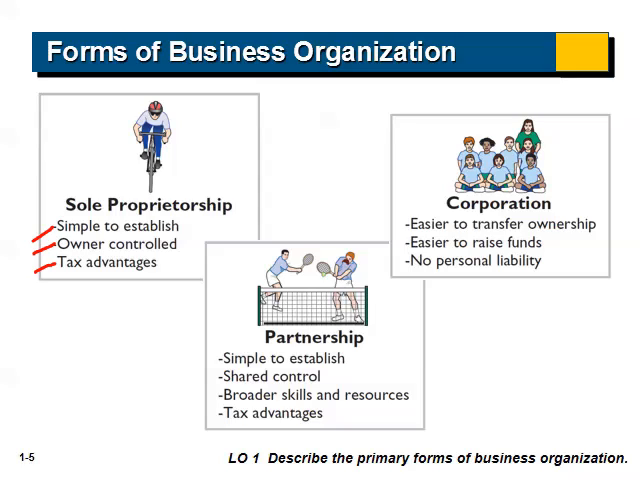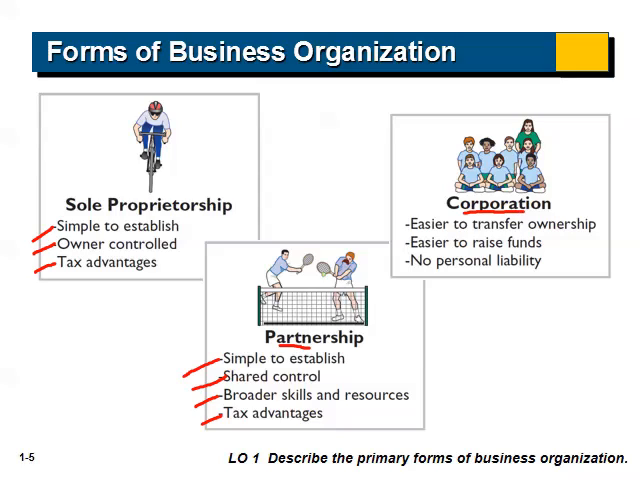Well, what if you have more than one person starting the company? Then you can go to a partnership. Again, still very simple to establish. You have shared control between you and the other partners. You have broader skills and resources because you're more than one person, and you still have some similar tax advantages as a sole proprietor.